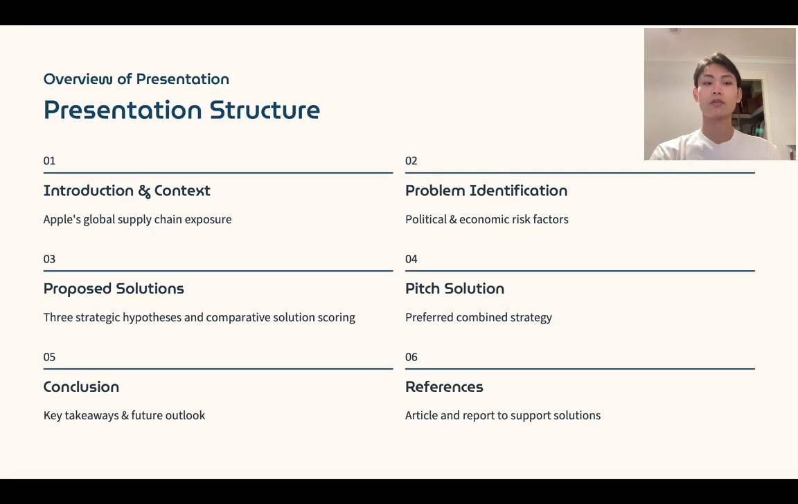First of all, this presentation has six parts: introduction and context, problem identification, proposed solutions, solution comparison, pitch solutions, and the last one is conclusions. First, I will explain Apple's supply chain exposures, then analyze the political and economic risk before recommending smart solutions for Apple's future resilience.